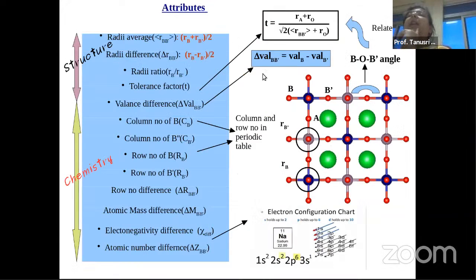Just to give you an idea, in our case, some of the attributes are structure related, like the ionic radius of B and B prime cations, their differences, and a tolerance factor, which is shown here, related to the ionic radii of the A cation, oxygen, B and B prime. The others are chemistry related. At this point, we did no calculation. I would like to mention, no calculation. Their valences, their column position in the periodic table, their row position, atomic mass, electronegativity, atomic number, all these are available. You don't need to do any calculation. These attributes are not calculated quantities; they are all available in your periodic table.